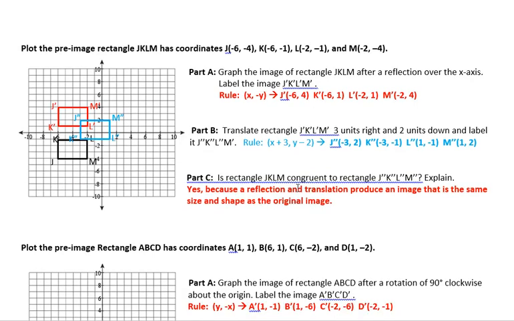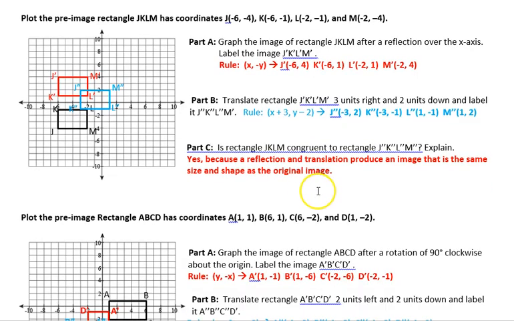So this one now, part C says, again, is rectangle JKLM congruent to rectangle J''K''L''M''? And the answer here is yes, because a reflection produces a congruent image and then a translation produces a congruent image.